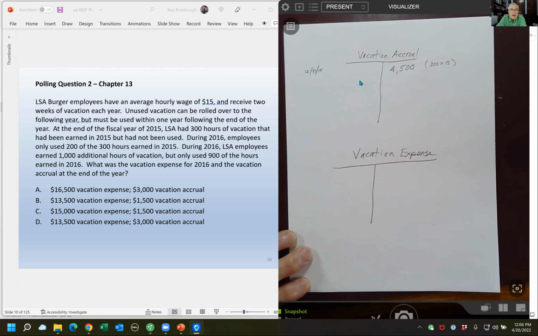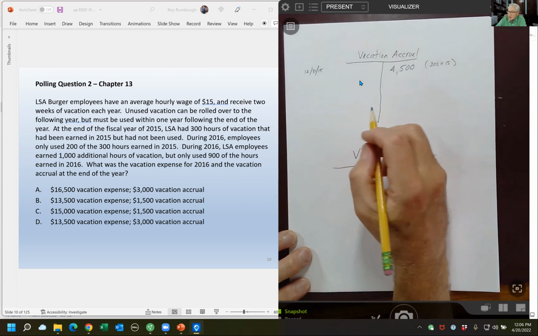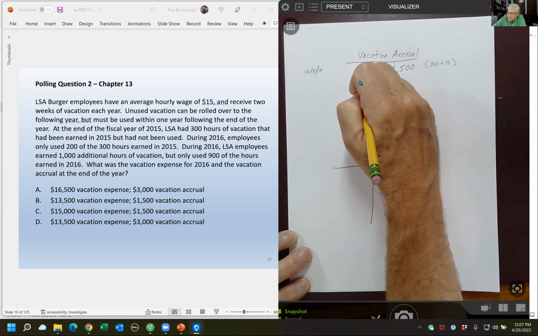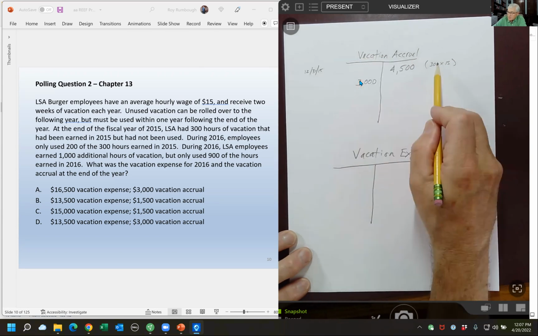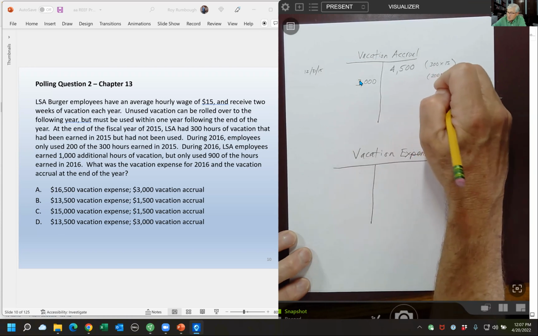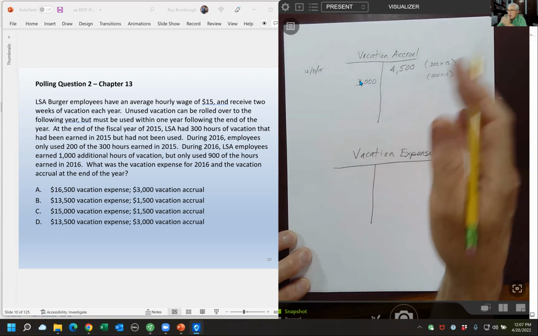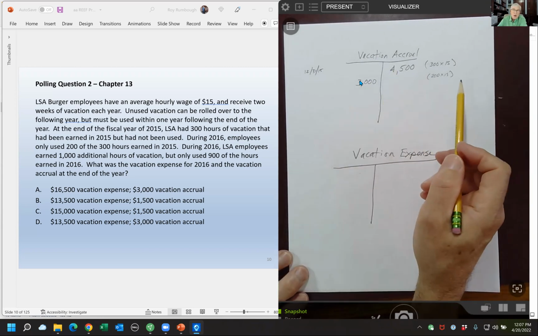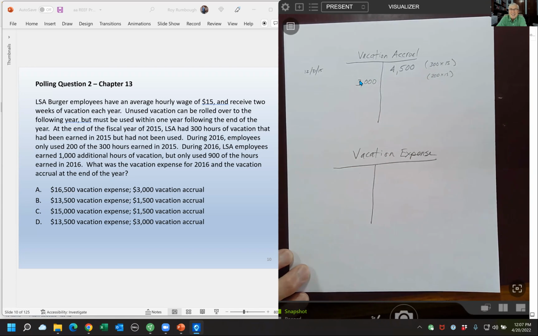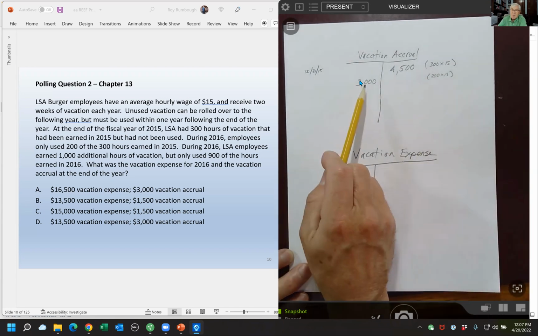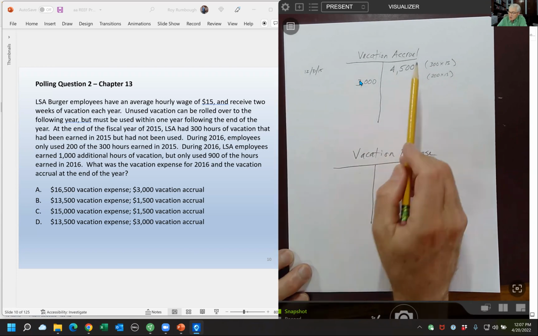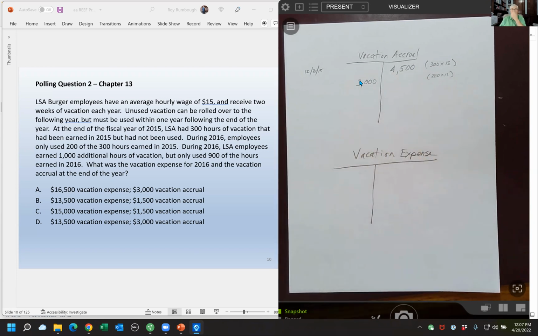Now let's look at the activity during the following year, 2016. Employees only use 200 of the 300 hours. Well, you get to record the use. They used 3,000, that's 200 times 15. So that's a reduction: debit the vacation accrual, and credit cash, because they got paid for that. So credit cash for 3,000, debit the vacation accrual. Keep in mind, we set up the accrual with the credit and we reduce it with a debit.